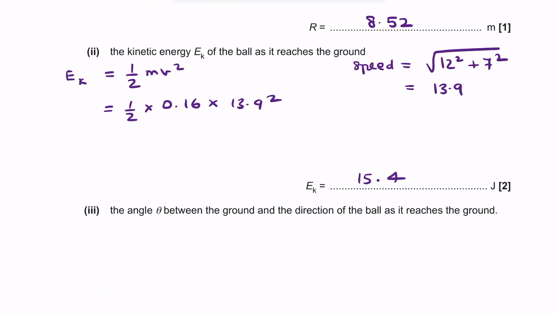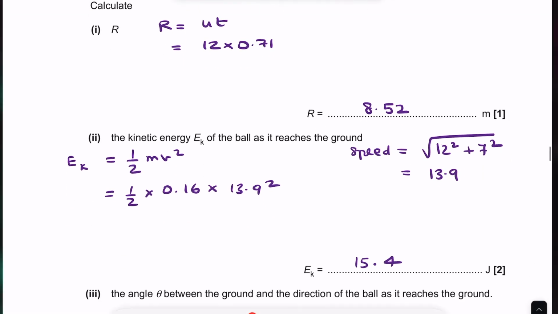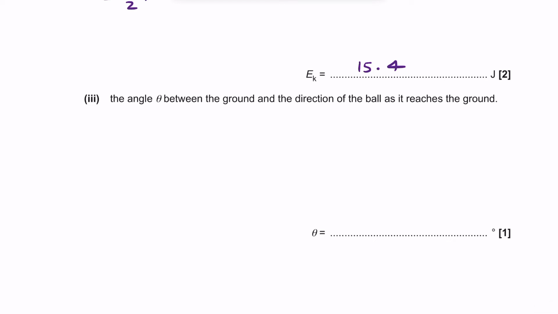We have to calculate the angle between the ground and the direction of the ball as it reaches the ground. So we can say that it is this angle theta that we are trying to work out, and as it reaches the ground, it will have a horizontal and a vertical component. I'm going to call these Vx and Vy. Now, because there is no air resistance, Vx is just going to be 12, and what is Vy? Well, that's just 7 meters per second. So Vx is basically u, which is 12, and Vy is 7.